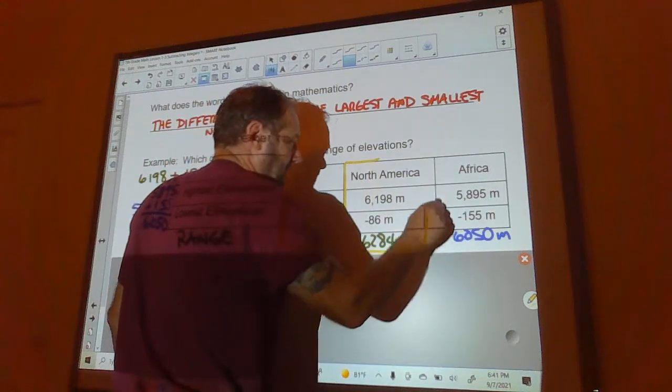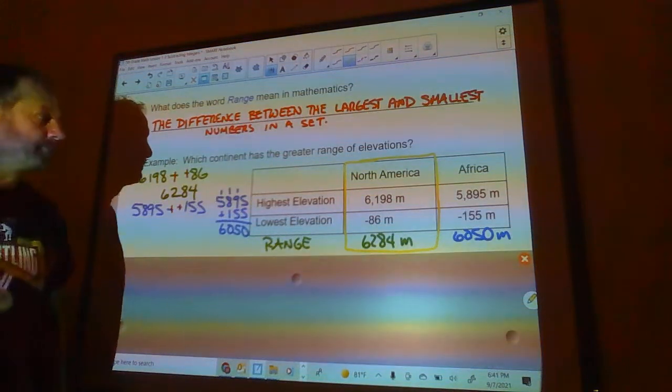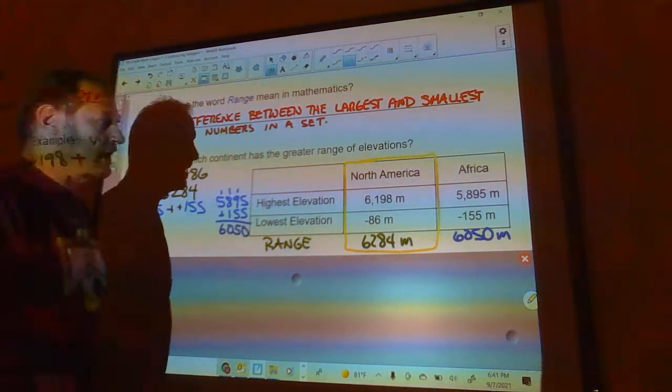North America has the biggest range. Okay.